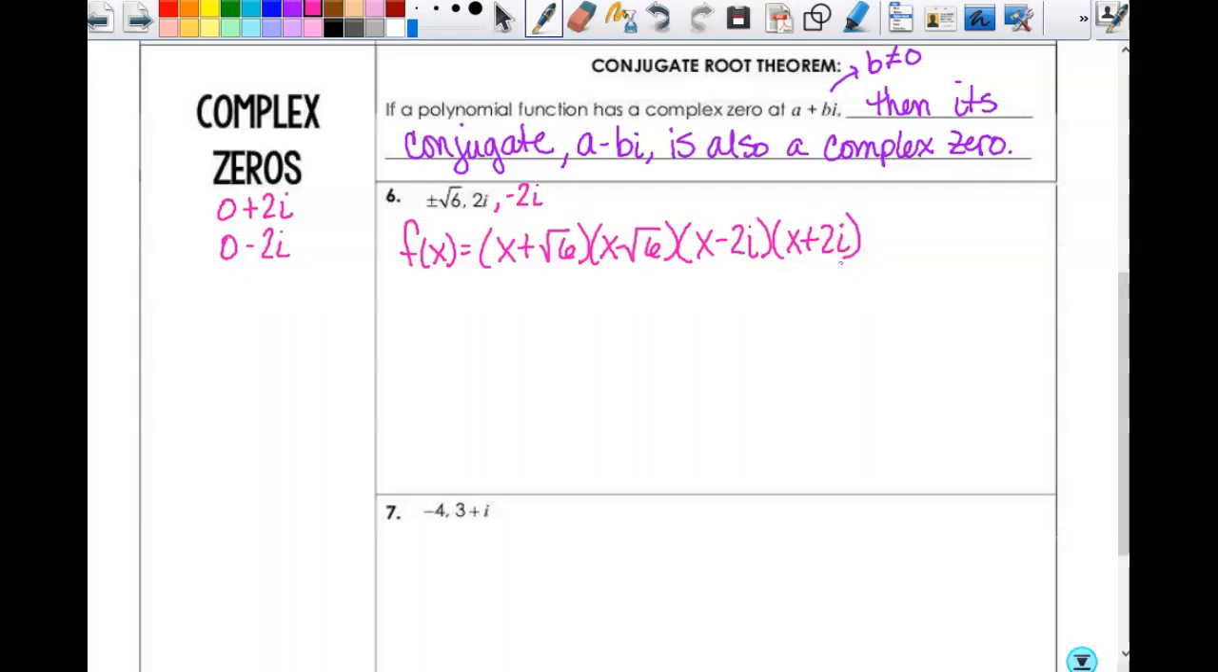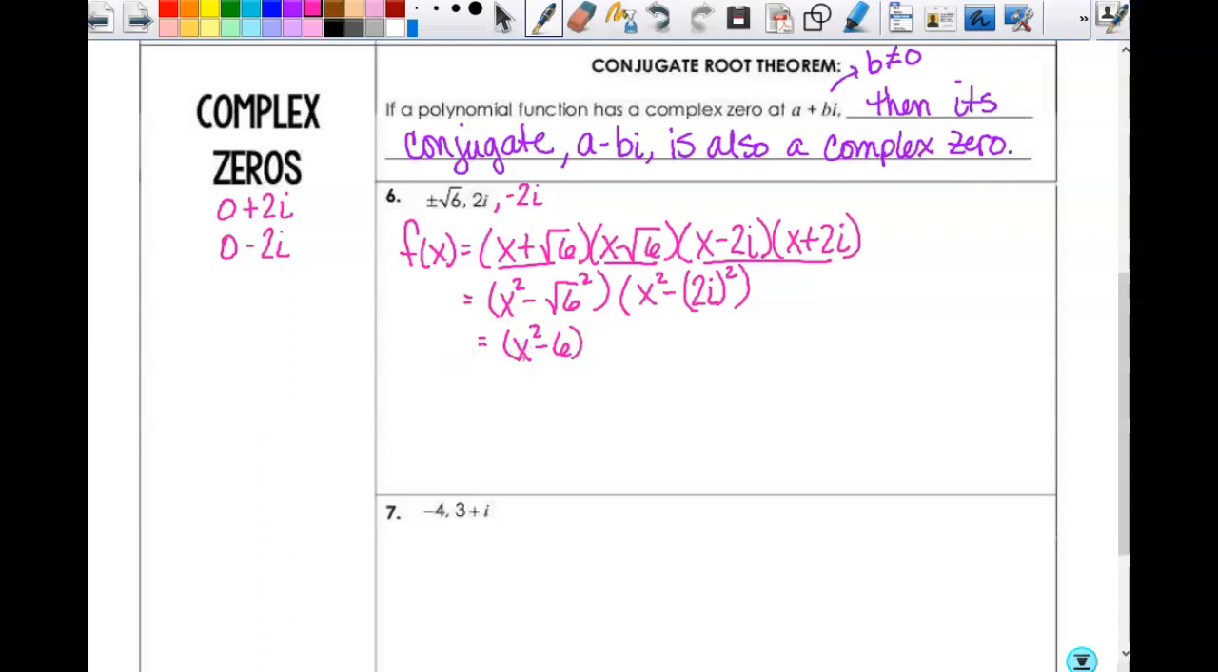So the nice thing here is that when I multiply these, this is a difference of squares, and these two are a difference of squares. So what this gives me is x squared minus the square root of 6 squared, and this gives me x squared minus 2i quantity squared. So think about what that is. Well, the square root of 6 squared is 6. So I get x squared minus 6.